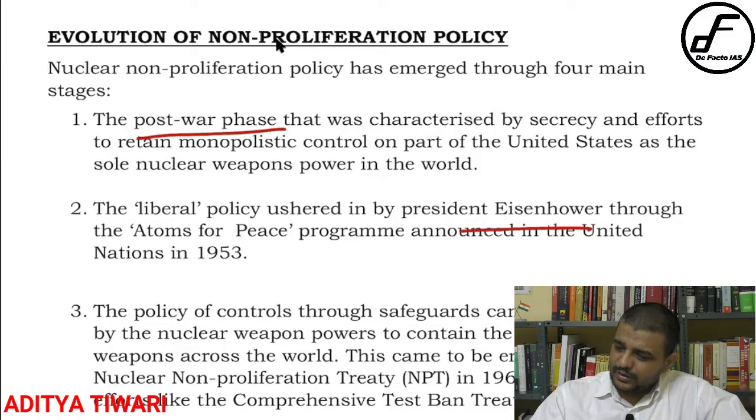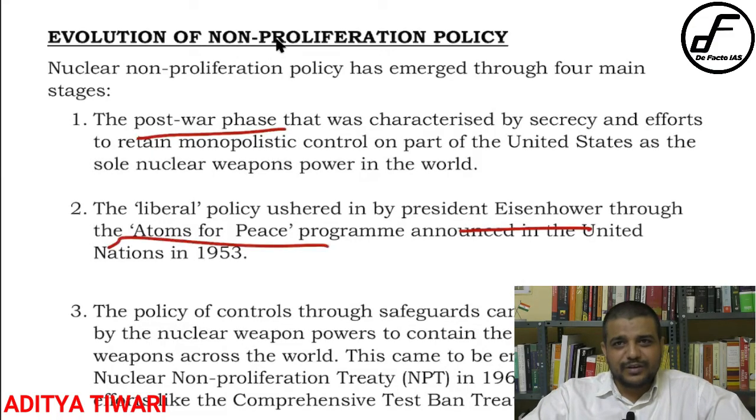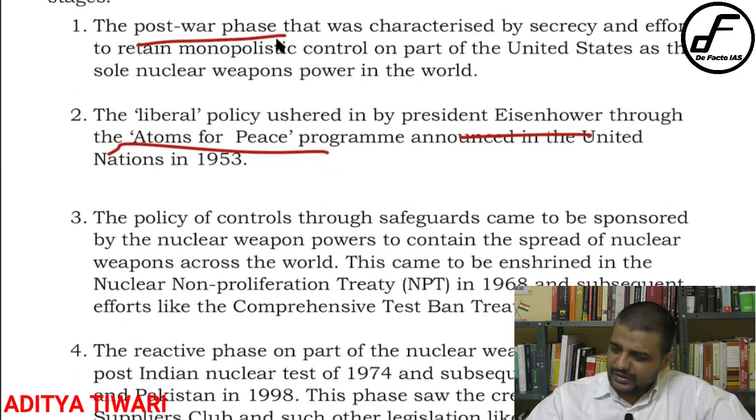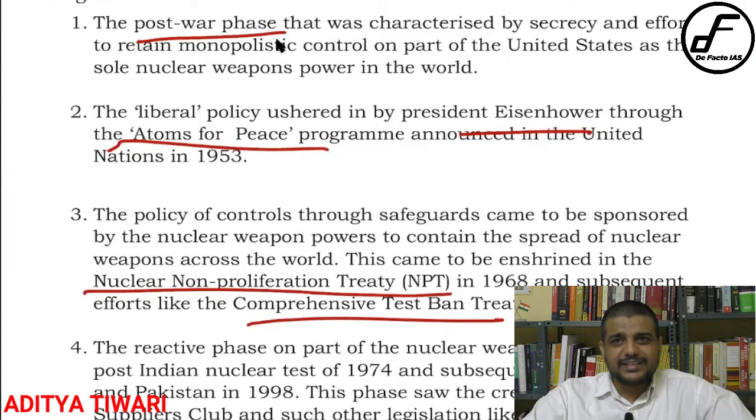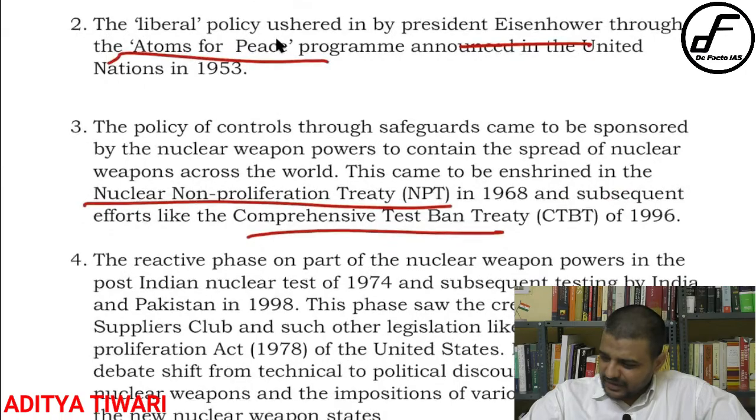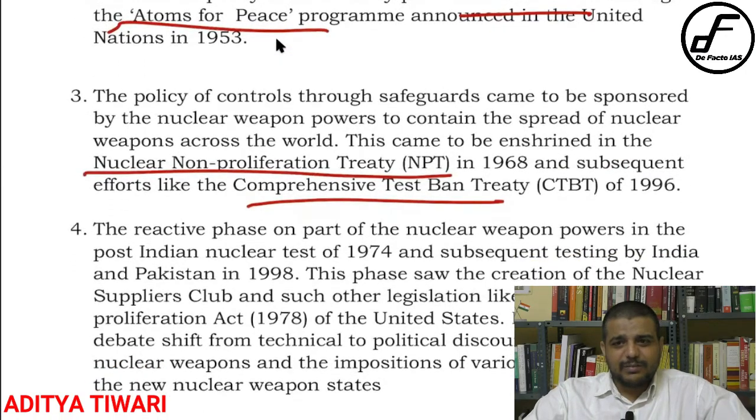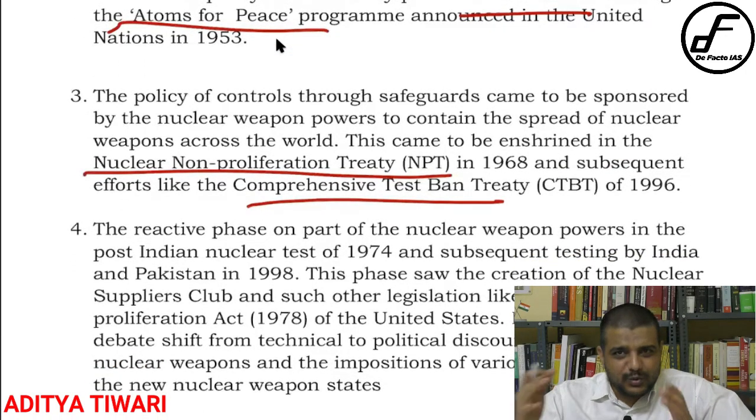Then they thought that no, we should start with the peaceful use of nuclear energy so that my commercial interests are saved, right? Then we said that no, it is not possible. Then we came up with the treaty provisions. Two major treaties came during this decade, and after that also we said that the nuclear weapon proliferation is still happening, so how to control it?